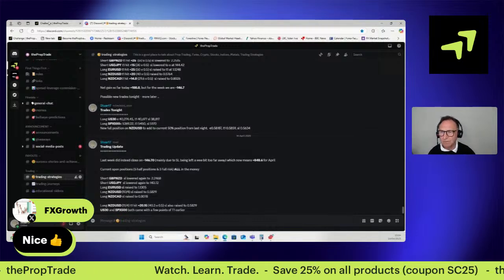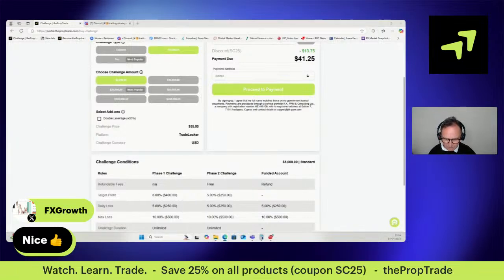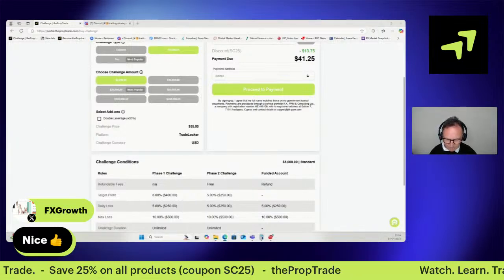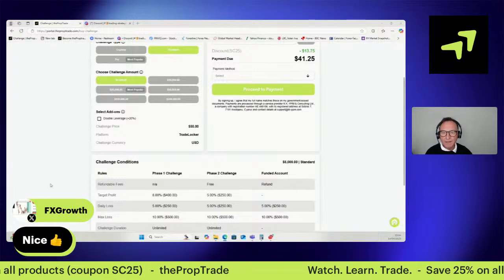13.05 for the euro. That's just interesting. Has that been closed out, was it? I'll find it now.